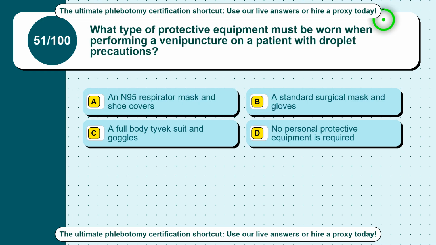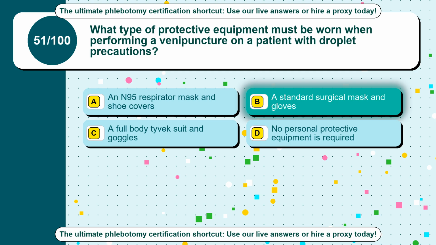Question 51. What type of protective equipment must be worn when performing a venipuncture on a patient with droplet precautions? Option A, an N95 respirator mask and shoe covers. Option B, a standard surgical mask and gloves. Option C, a full body Tyvek suit and goggles. Option D, no personal protective equipment is required. The correct answer is option B, a standard surgical mask and gloves.